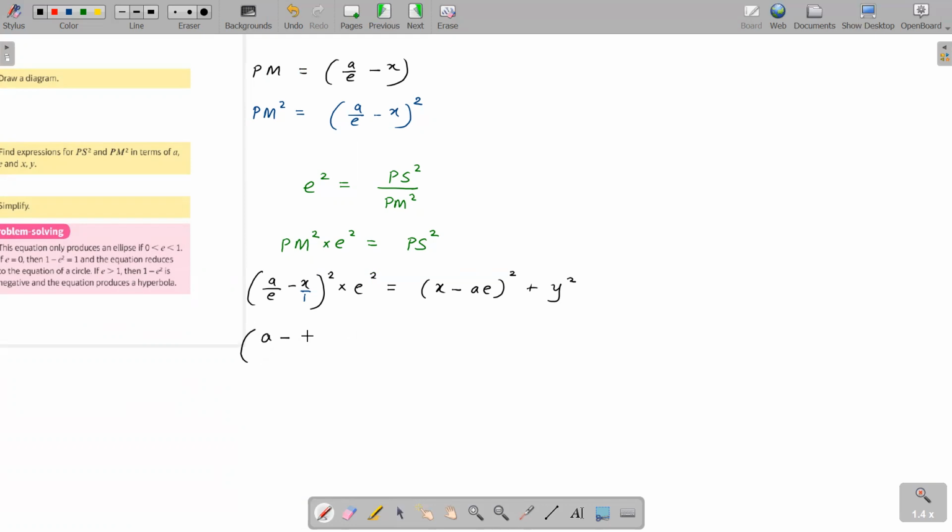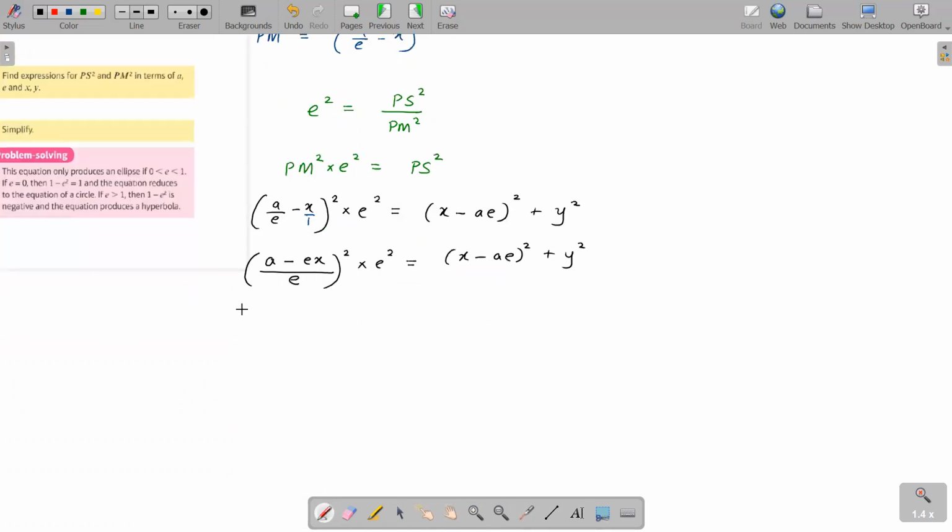This is (A minus ex) over E squared. I'll open all the brackets at once. So basically, this is (A minus ex) squared over E squared, right? There's no ax here. Into E squared. This is (x minus AE) squared plus y squared. So who cancels off? E squared. This E squared will cancel out.